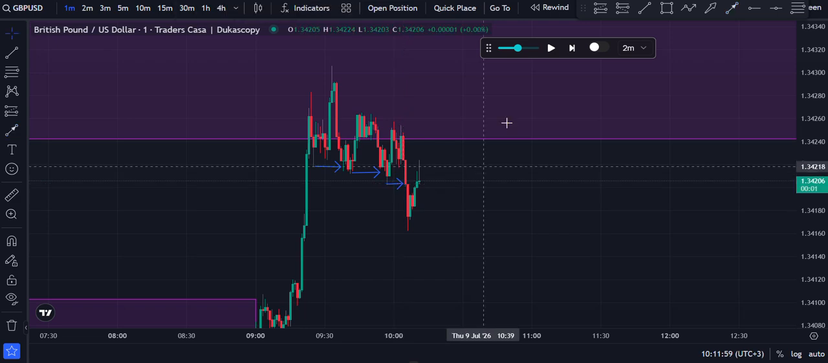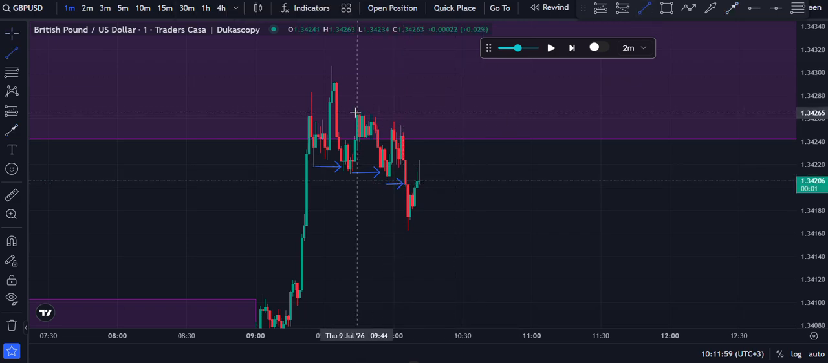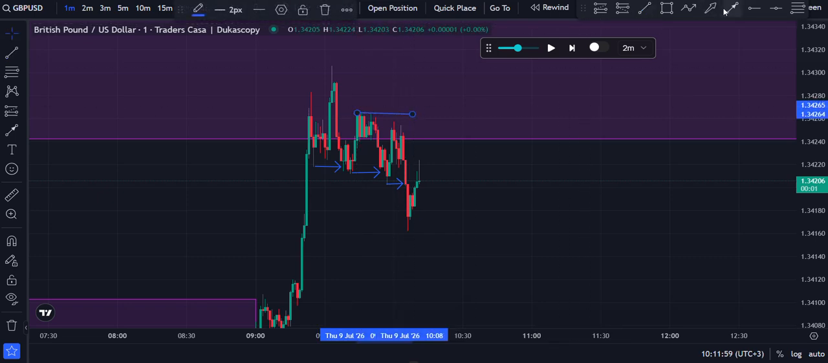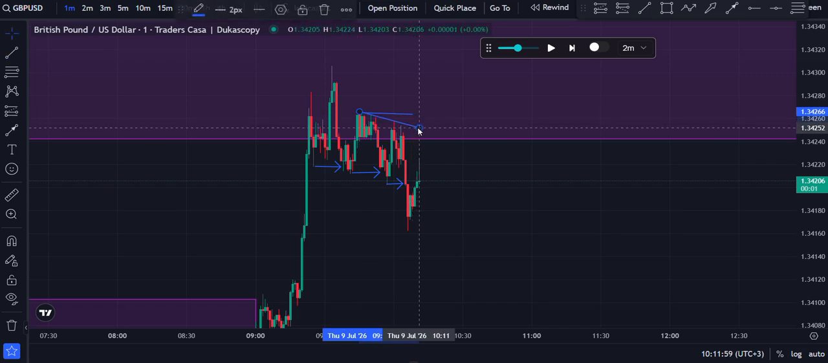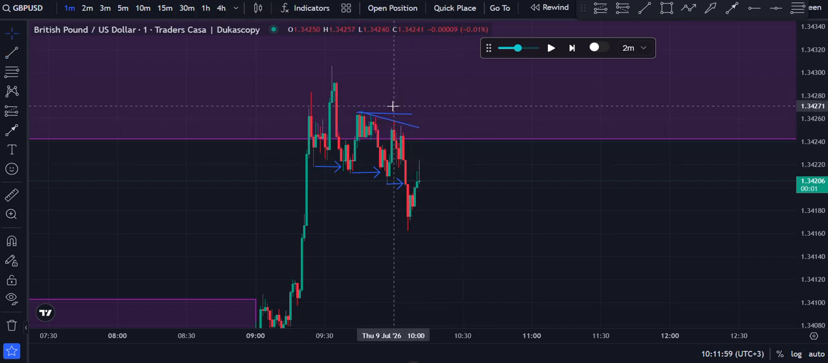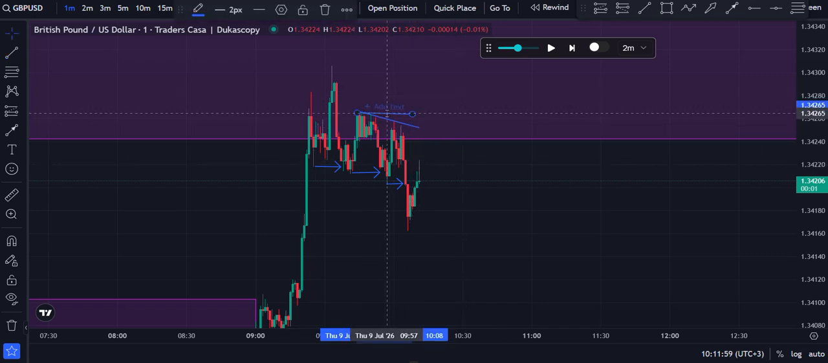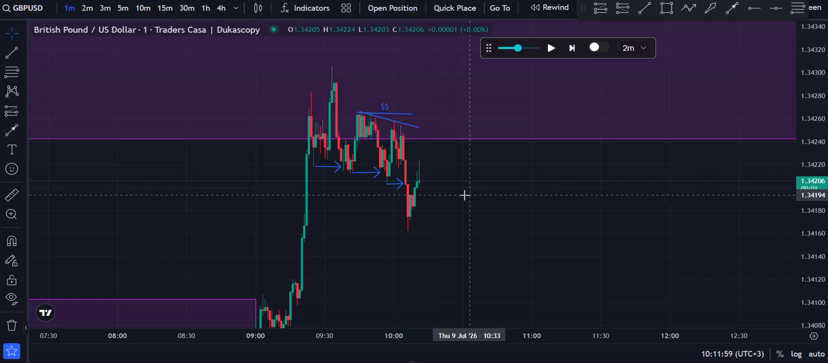After this, I saw there was liquidity here, relatively equal highs. There was also trend liquidity, trend line liquidity, as you can see here. Essentially here, that was the liquidity above here. So that was the trade idea.